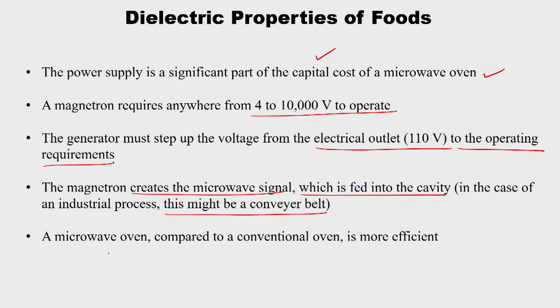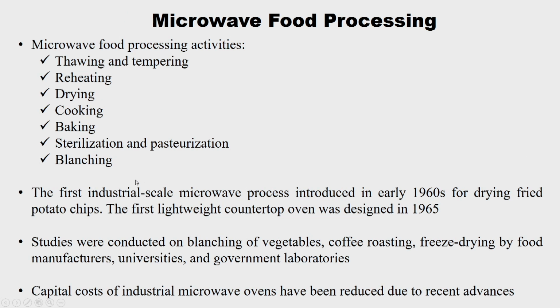For our domestic purpose, this is the cavity. A microwave oven, compared to a conventional oven, is more efficient; the only problem is the capital cost. Apart from that, you need to consider voltage regulation to use the microwave. These are all the introduction about microwave energy and radio frequency energy, and the characteristics of the food material. The applied frequency is very important, and the materials you process should be dielectric materials which absorb the microwave energy. Due to ionic rotation, dipole rotation or ionic migration, the microwave is converted into heat.